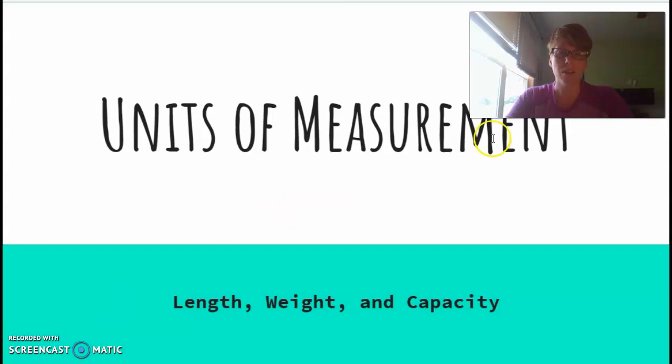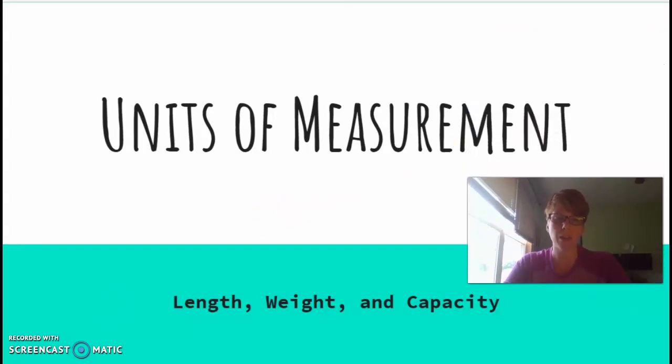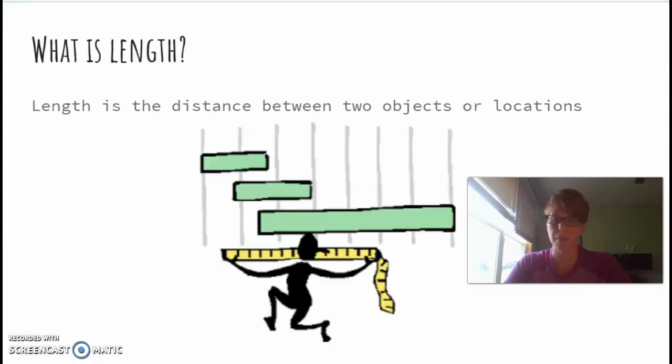Let's talk about some units of measurement. Here we've got length, weight, and capacity. Well, what is length? Length is the distance between two objects or locations.